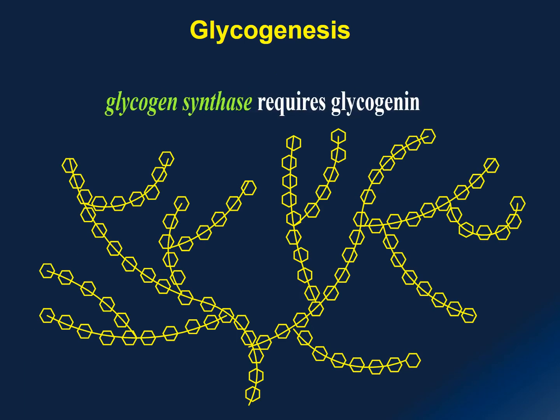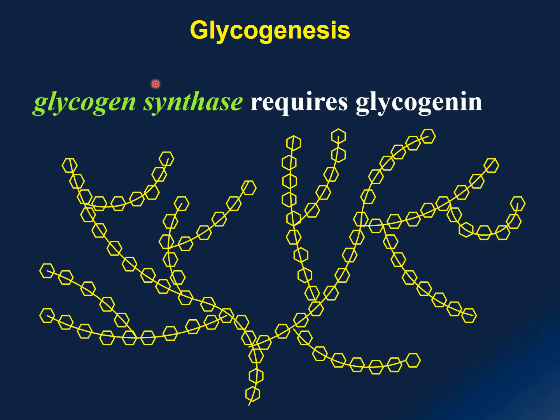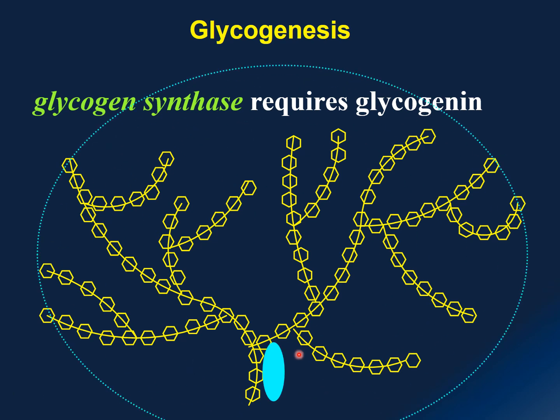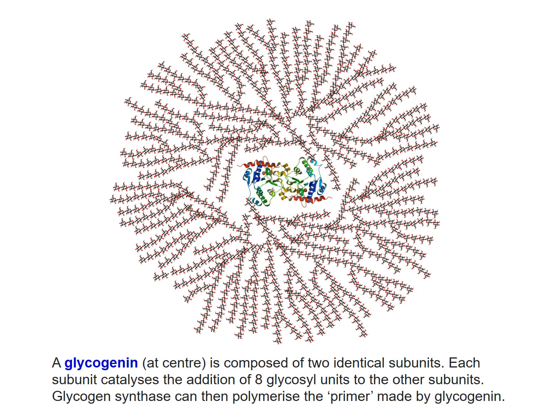But here is the catch. According to a textbook, glycogen synthase can only add sugar to a polysaccharide with more than 4 residues. And due to this reason, it will need a primer known as glycogenin to kickstart the process of polymerization. Glycogenin is a protein that comes in 2 subunits, and each subunit will catalyze the addition of 8 glycosyl units to act as a primer. And therefore, you'll always see glycogenin right in the middle of a glycogen molecule.